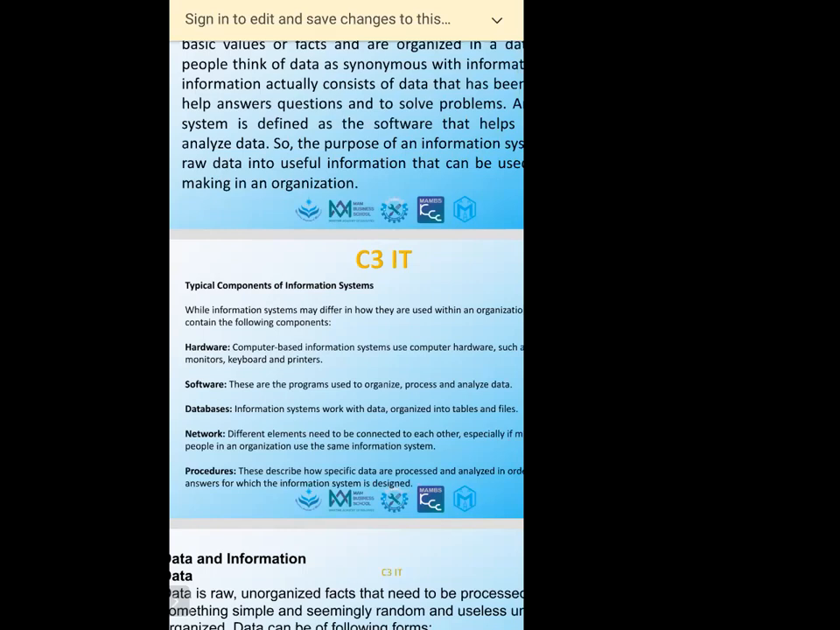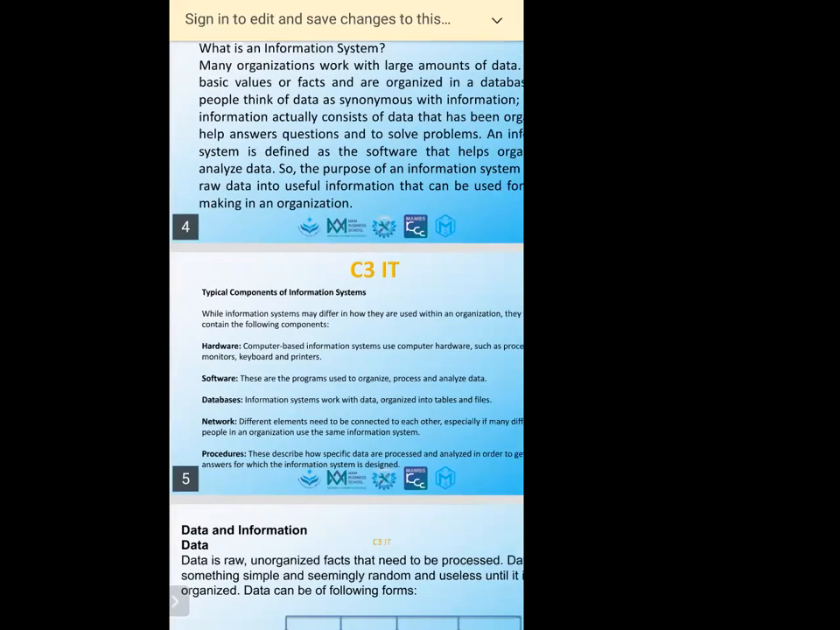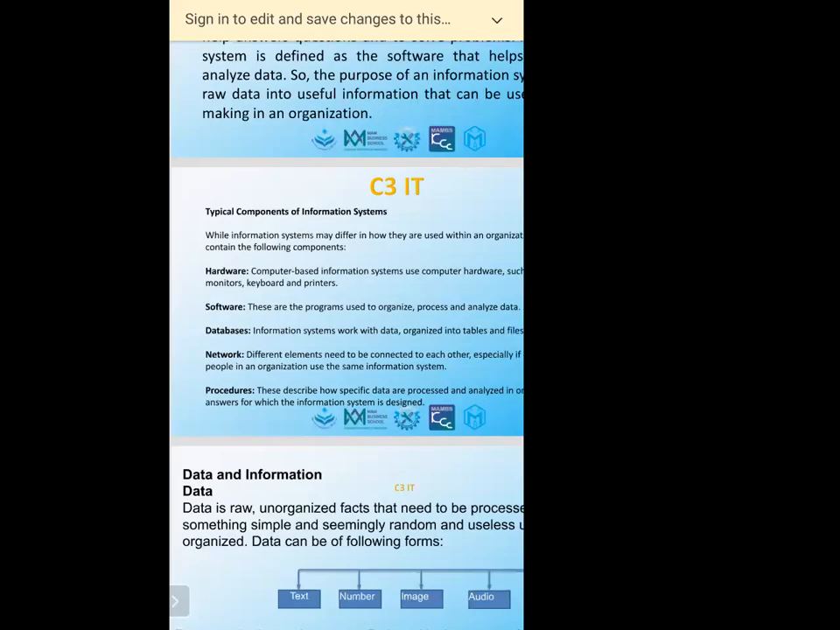That is called which one? Networking. Then procedures. Procedures mean how to analyze the data, how to process the data. These are the procedures. So these are some typical components of your information system. These are typical components of the information system.